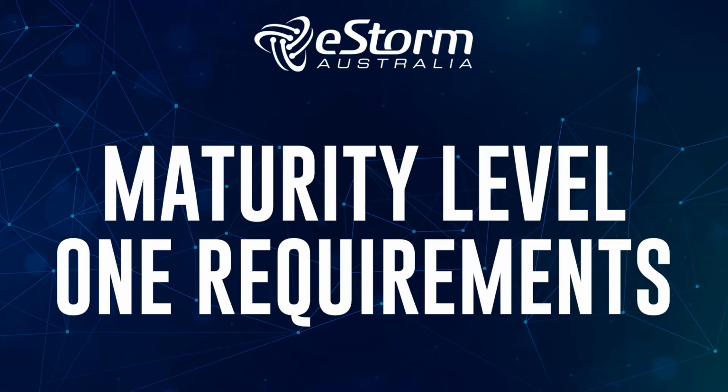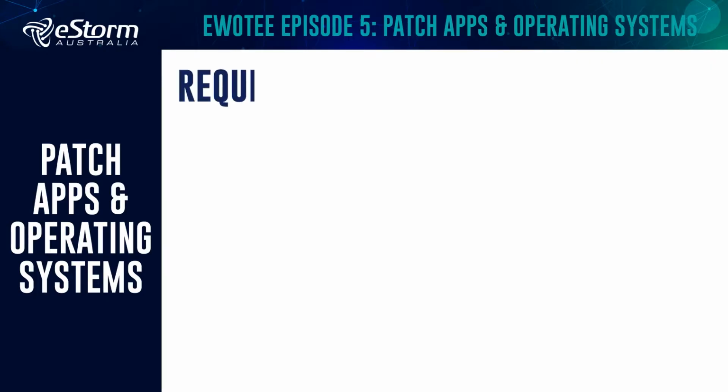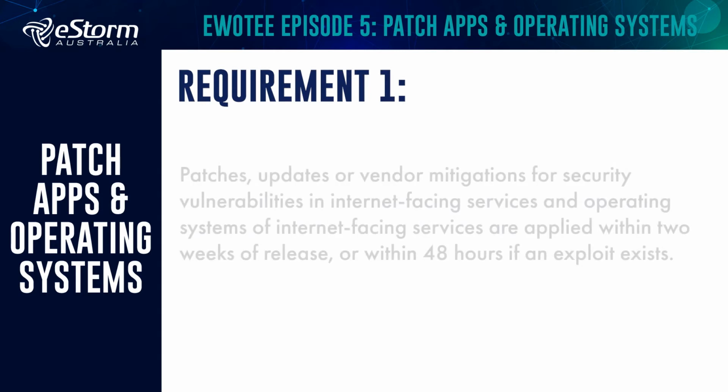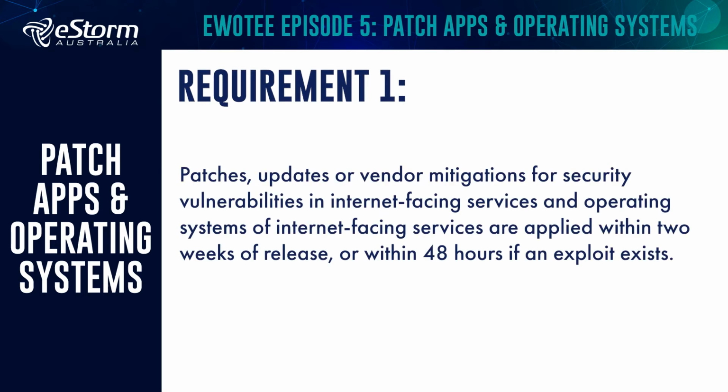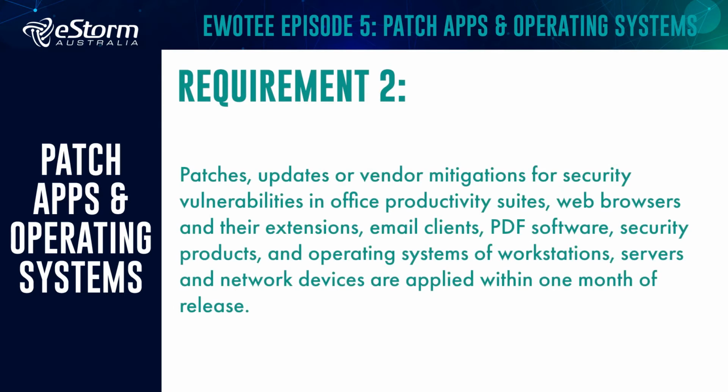So let's go on to patching apps and operating systems maturity level 1 requirements. Requirement 1. Patches, updates, or vendor mitigations for security vulnerabilities in internet-facing services, and operating systems of internet-facing services, are applied within 2 weeks of release, or within 48 hours if an exploit exists. Requirement 2 is patches, updates, or vendor mitigations for security vulnerabilities in Office productivity suites, web browsers and their extensions, email clients, PDF software, security products, and operating systems of workstations, servers, and network devices are applied within 1 month of release.